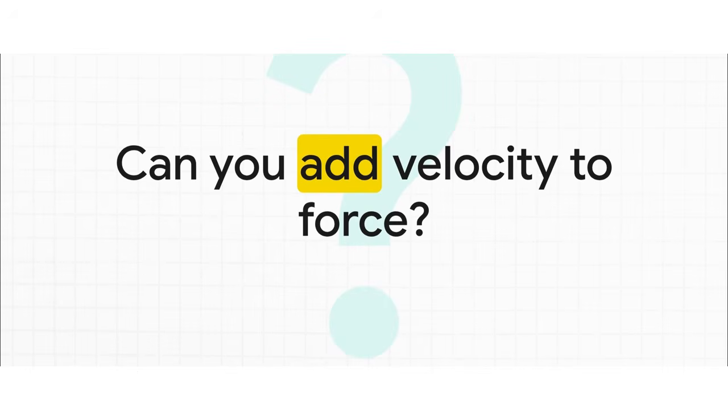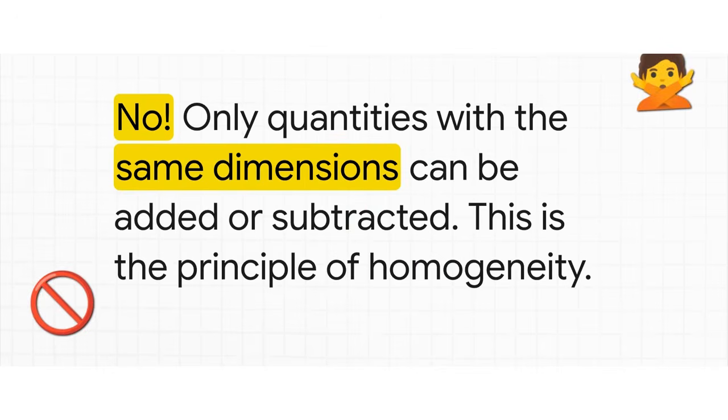Can you add velocity to force? Yes or no? That's a big, fat no. And this is because of something called the principle of homogeneity. It's just a fancy term that means you can only add or subtract things that are of the same kind. You can't add apples and oranges, and you definitely can't add meters per second to newtons. It just doesn't make sense.